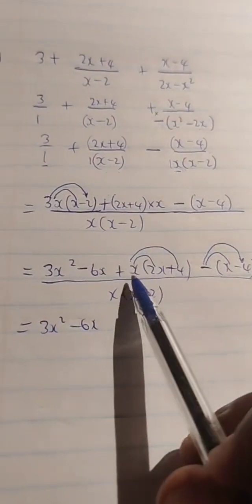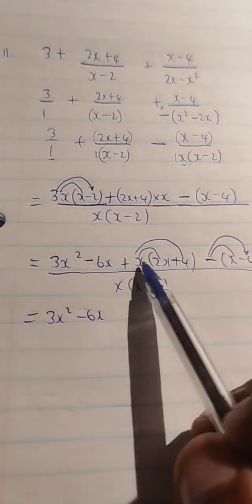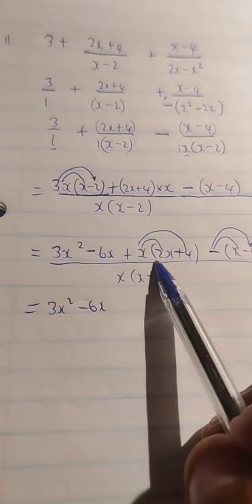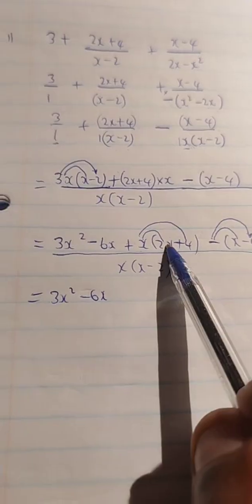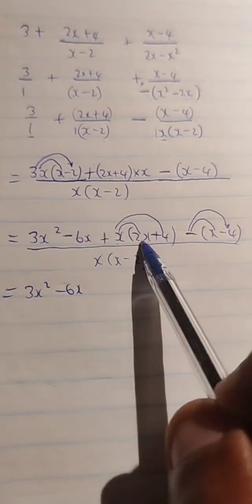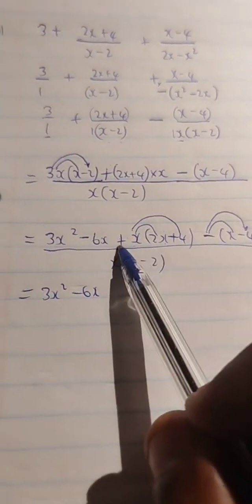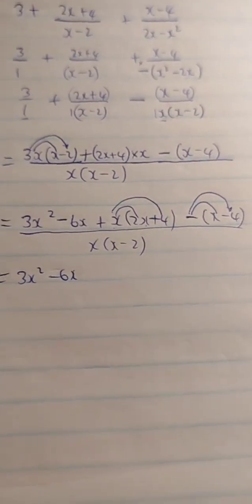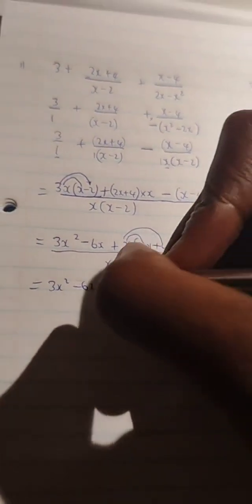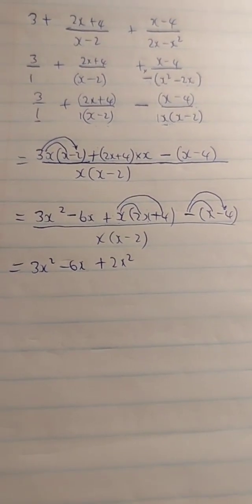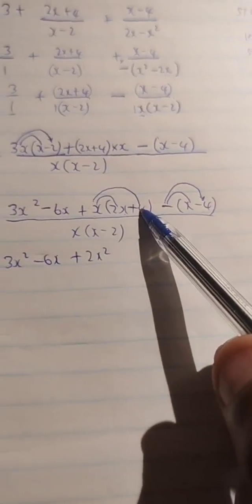So let's finish off this. 3x squared minus 6x, x times 2x, and x times positive 4. What does that give me, guys? X times 2x gives plus 2x squared. Thank you so much, Ngachi. And then x times positive 4.